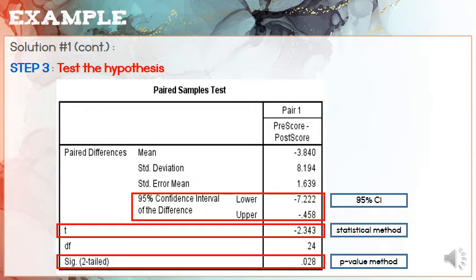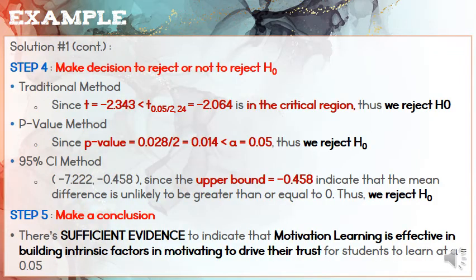So to test your hypothesis, you can use either one of these three methods. Okay, so dia pakai alpha 95%, 5%, alpha 0.05. You can straight away ambil nilai daripada your SPSS output. So, to make decision whether to reject or not to reject H null based on the method used, if you are using traditional method, since t is equivalent to negative 2.343, which is less than your critical value negative 2.064, it is in the critical region, thus we reject our H null.